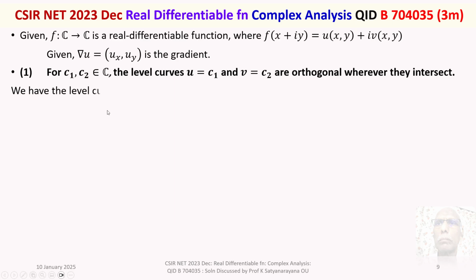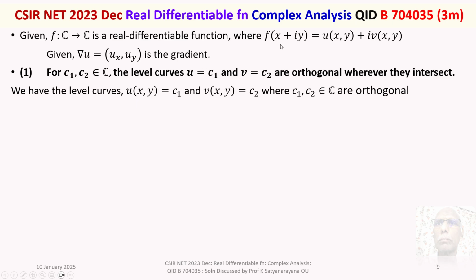Right. So we have the level curves u(x,y) = C1, v(x,y) = C2. What is u(x,y)? u(x,y) is the real part of f(x + iy). What is f? f is a real differentiable function.